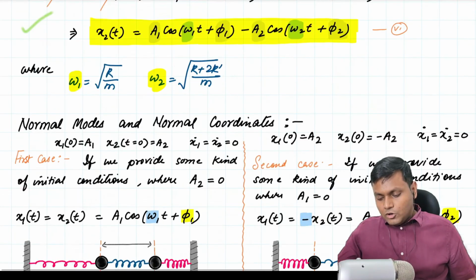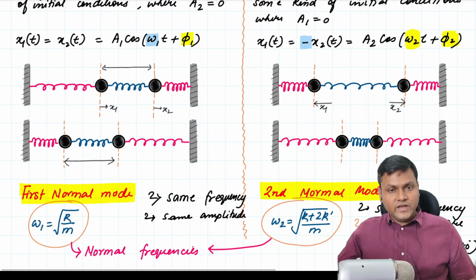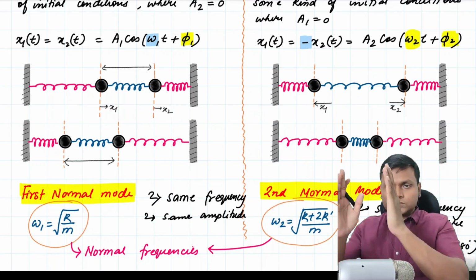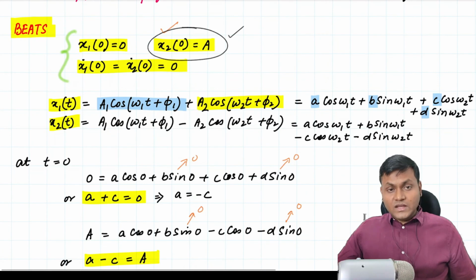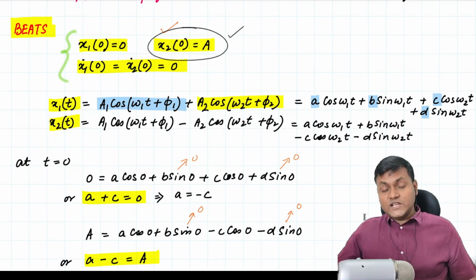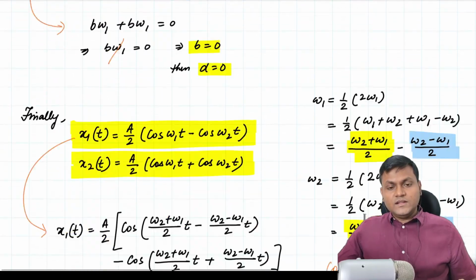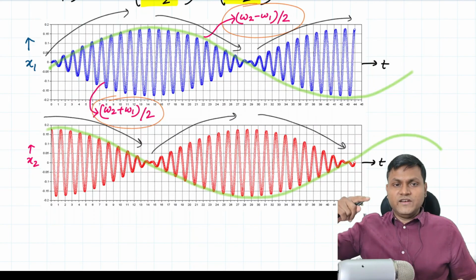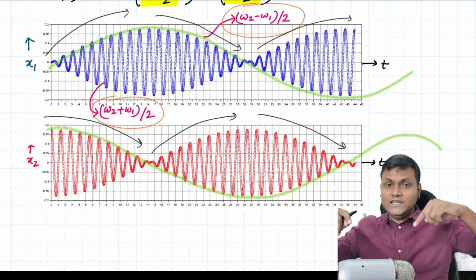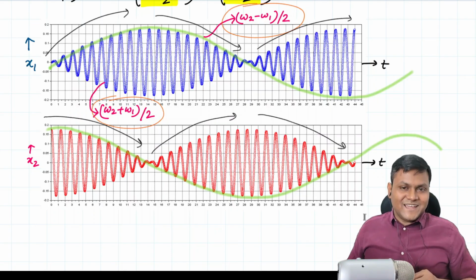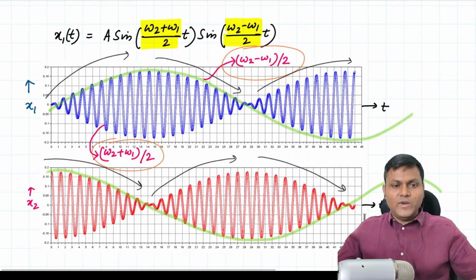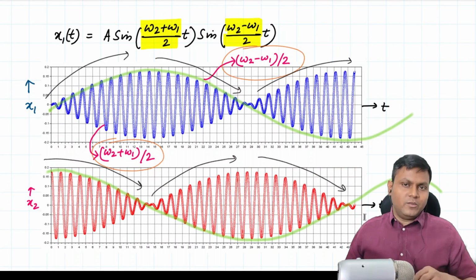From here, I talked about normal modes: if I provide certain initial configurations to both the systems, they can exhibit simple harmonic oscillations of distinct frequencies. So this is the first normal mode and this is the second normal mode. Then we talked about giving one displacement to one of the masses. That mass starts oscillating but keeps losing energy over time, while the other mass starts oscillating and keeps gaining energy. This oscillation is modulated by a further oscillation, and the frequencies are omega 2 plus omega 1 by 2 and omega 2 minus omega 1 by 2 respectively.